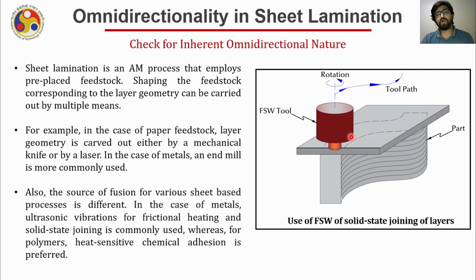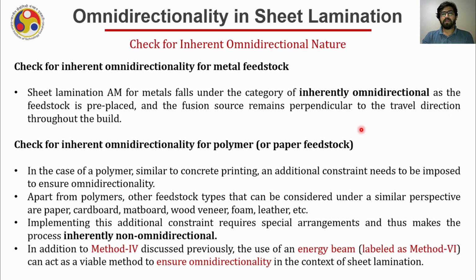But if you give an angle between VD and, for example, the FSW tool, then the process will not remain omnidirectional, and if you change the direction VD, then the angle tilt direction will change and you may not obtain the same property. But typically in most of the systems, the angle between the fusion source and the deposition direction is 90 degrees. But there is an issue for omnidirectionality for cutting the material.